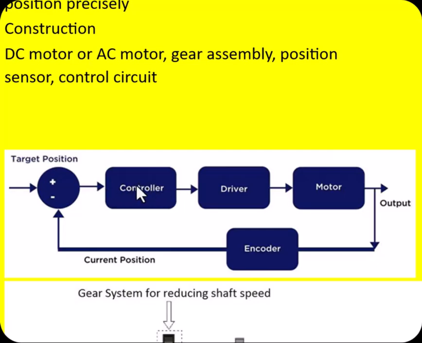Input to the controller is the error, that is the difference between the target position and the current position, and this is the encoder, which converts this rotor output as the current position and then sends that as the input.